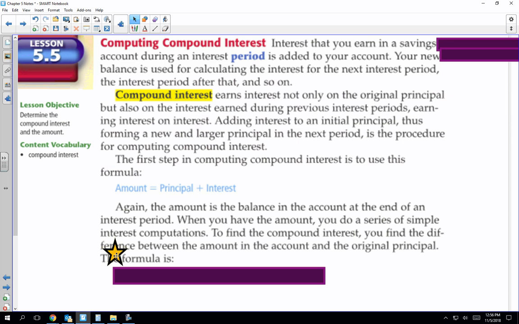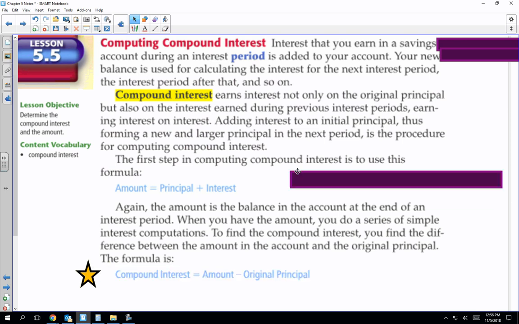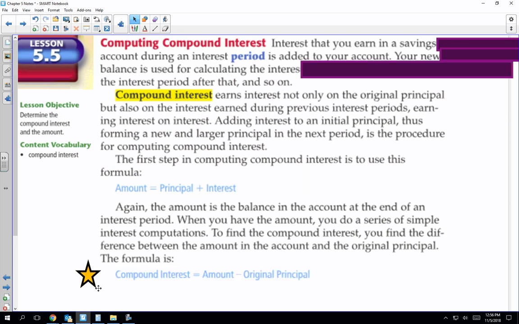To find the compound interest, you find the difference between the amount in the account and the original principal. The formula for that is compound interest is equal to the amount minus your original principal. So to figure out how much interest you're getting, you take how much you have currently and subtract out your original principal.